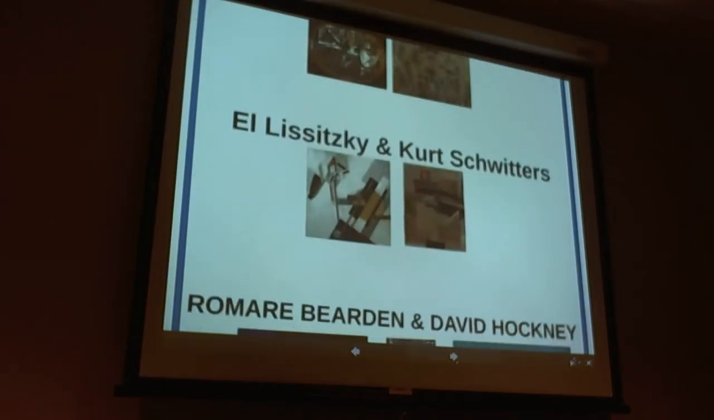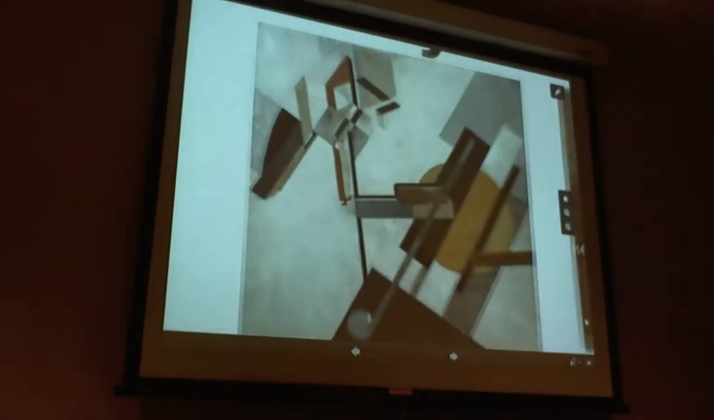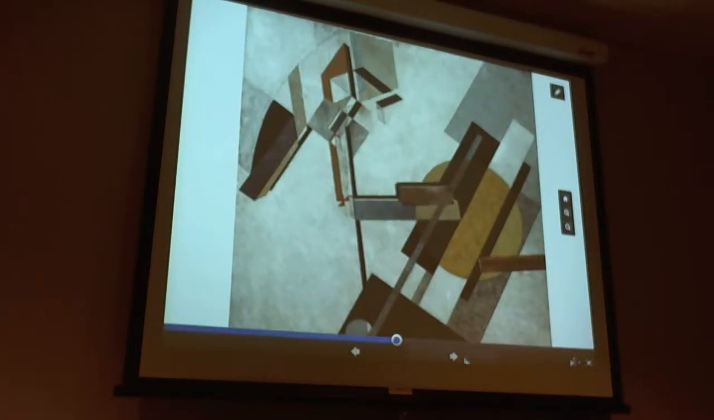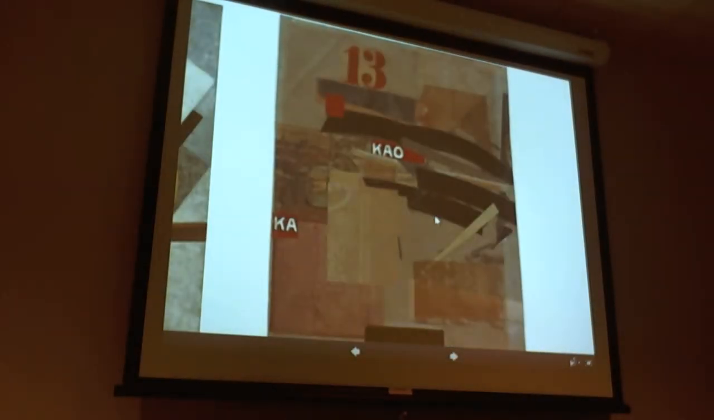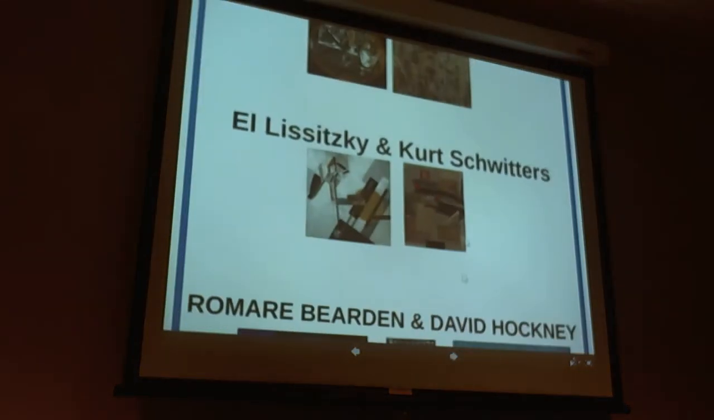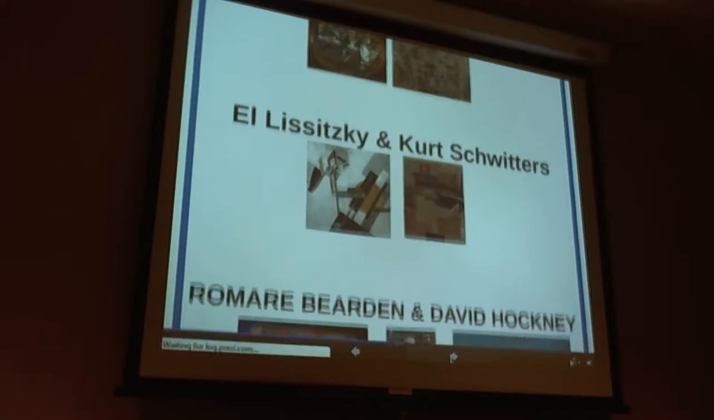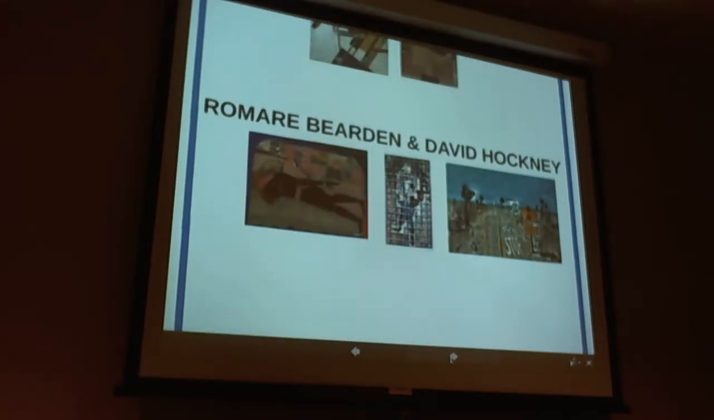Moving on, you have El Lissitzky and Kurt Schwitters. The first image is called Proun 19D, right here. And the second image by Kurt Schwitters is called Merz 443. Kurt Schwitters came up with something called the Merz pictures. And Merz was supposed to be a play on the word commerce.